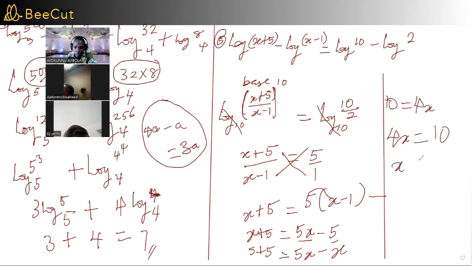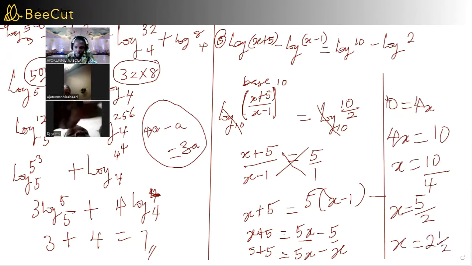Then x equal to 10 over 4. Then we can say x equals 5 over 2. And finally, x equals 2.5. Is that clear now? Yes, sir. Very good. Do you have any questions so far on the examples we have solved? No, sir. Okay.